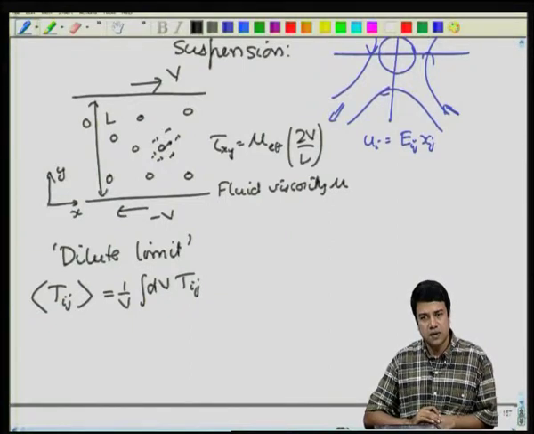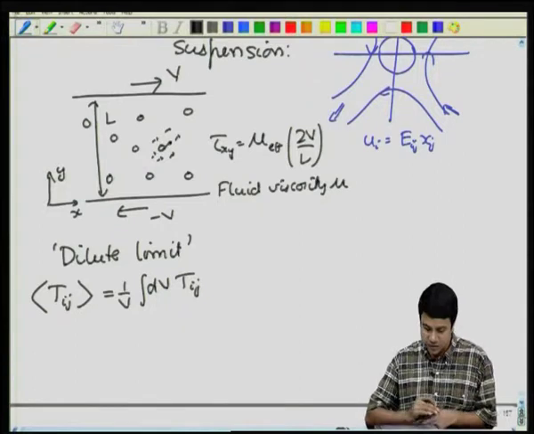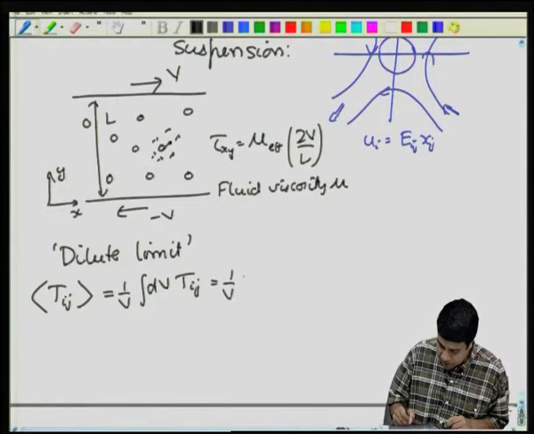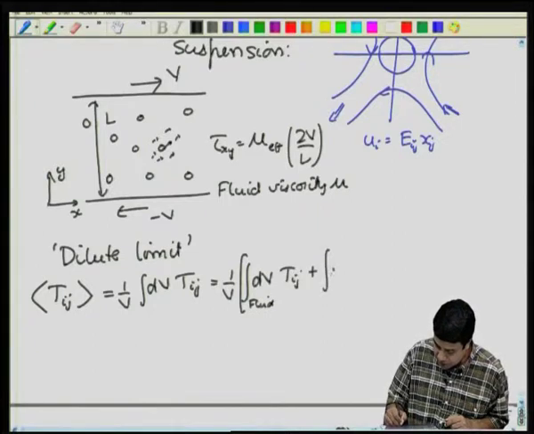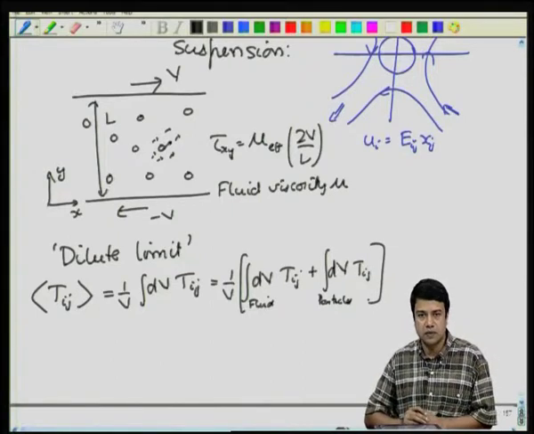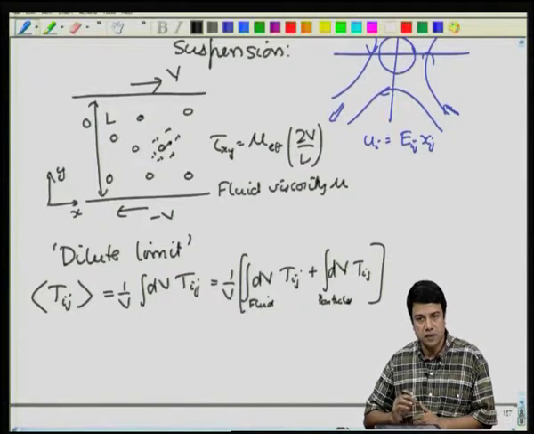Now, the simplistic way to separate out this stress is to write this as 1 over V integral separated into two parts. One is over the fluid Tij plus the integral over the particles. One is to separate out into one part over the fluid, the other part over the particles. However, we will use a different method to do this, a method that makes the particle contribution clear in this entire thing.